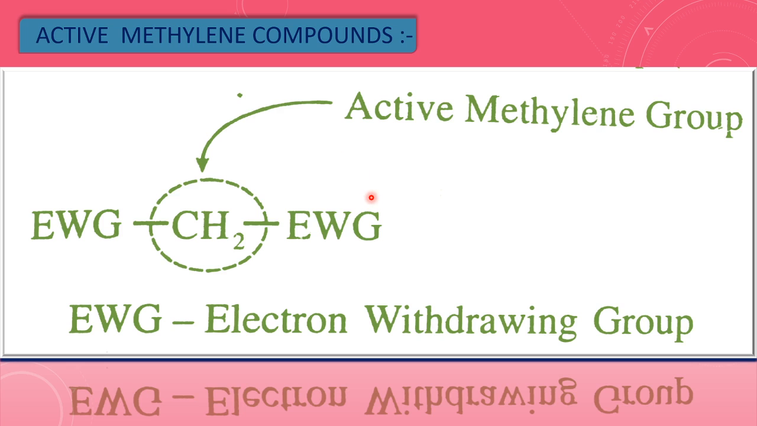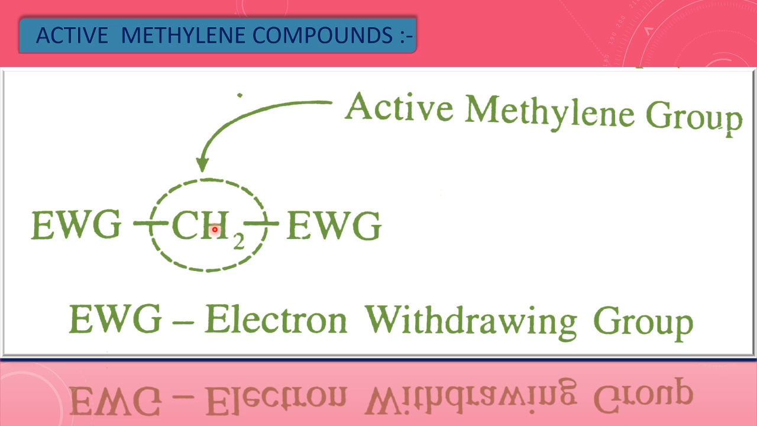CH4 is methane, CH3 group is methyl, and CH2 group is the methylene compound. This methylene group is made active due to the presence of an electron withdrawing group directly attached to it. Here two electron withdrawing groups are attached, on this side and this side, and it becomes active.